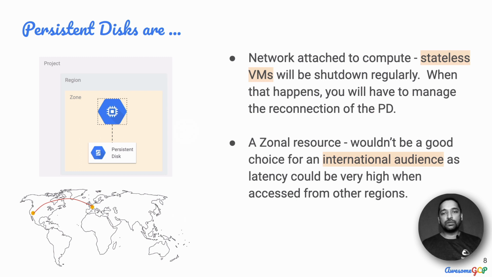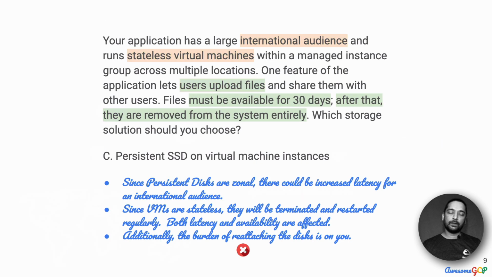You want to have data as close as possible, and therefore, given that persistent disks are going to be a zonal resource, even this would not be a suitable match with the requirements that we have. So, given this summary of non-matching issues, we have that persistent disks are zonal, and therefore there will be increased latency for an international audience. Since VMs are stateless and they are going to be terminated and restarted regularly, we will again expect that availability is going to be affected. Moreover, since it is also going to travel an international network, you should expect greater latency. In addition to that, the burden of reattaching the disks every time the machine comes in and out of existence is on you. And that is clearly something that we do not want to deal with. If there is a built-in solution, that is what we should choose. Given these, we can eliminate option C.